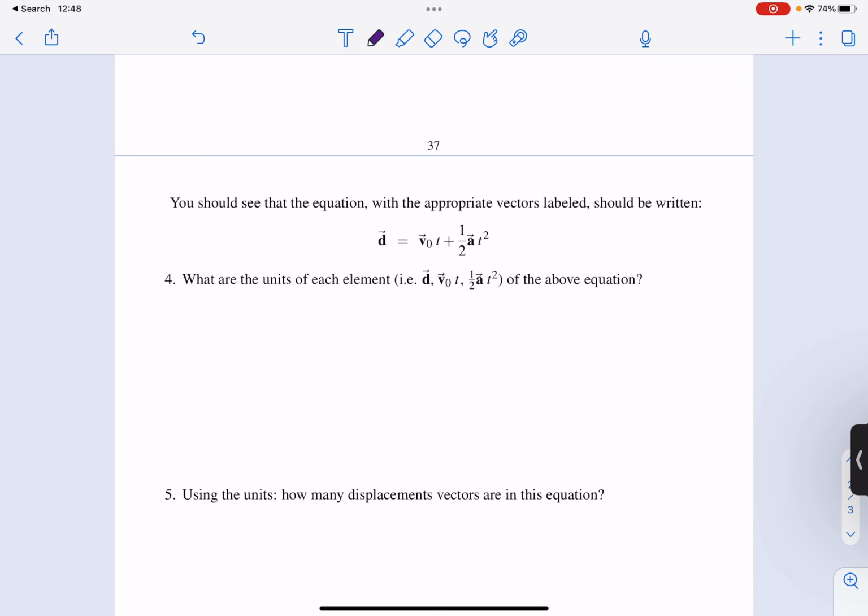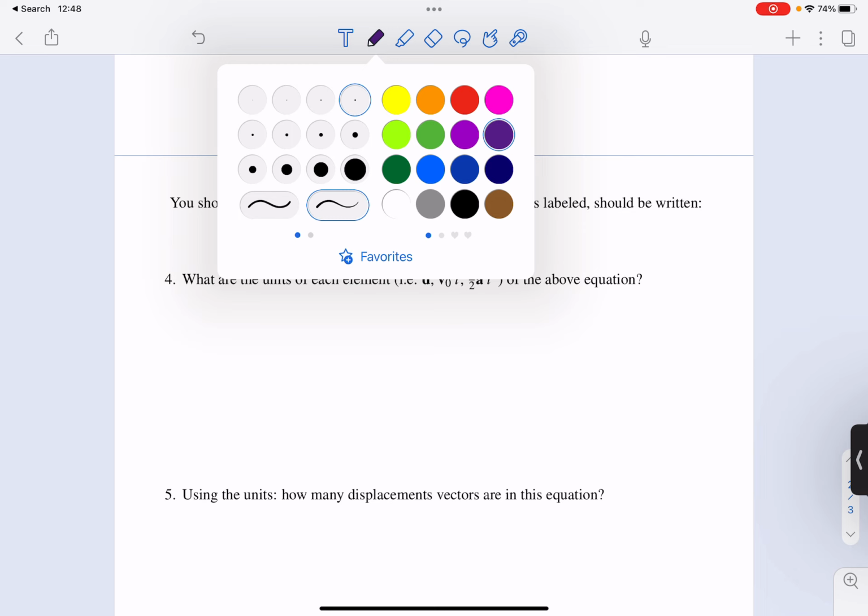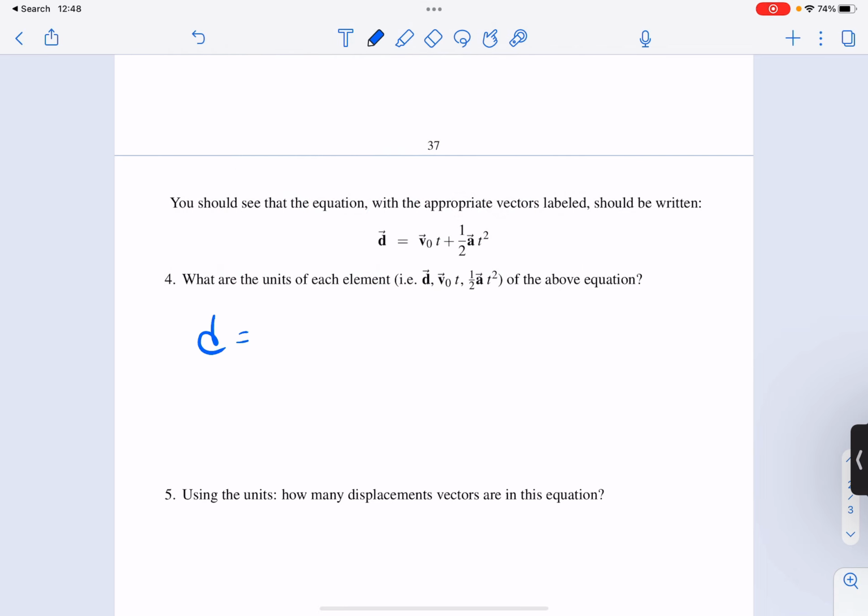Now, we got to know the units of these. So we have displacement. What are the units for displacement? We talked about this. It was meters. Velocity was meters per second. All right? So that means that v naught t, sorry, let's do this. So v naught t is meters per second times seconds. Seconds cancel. We end up with meters again.